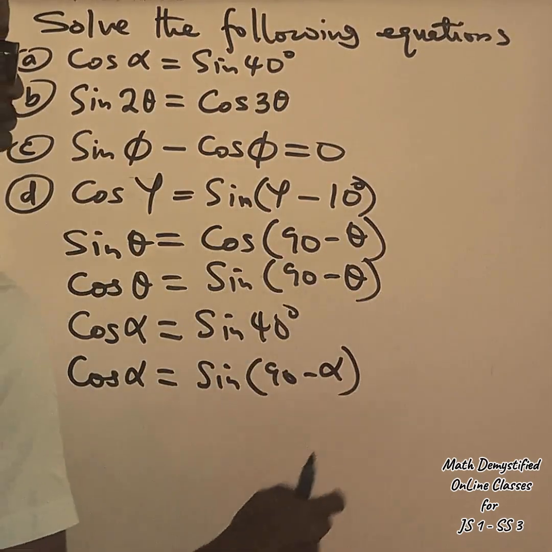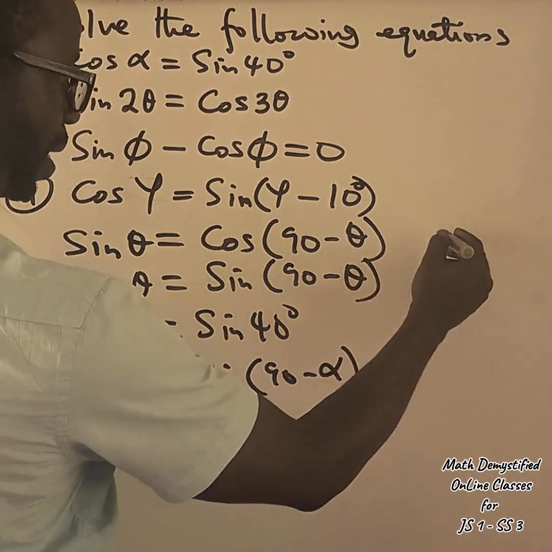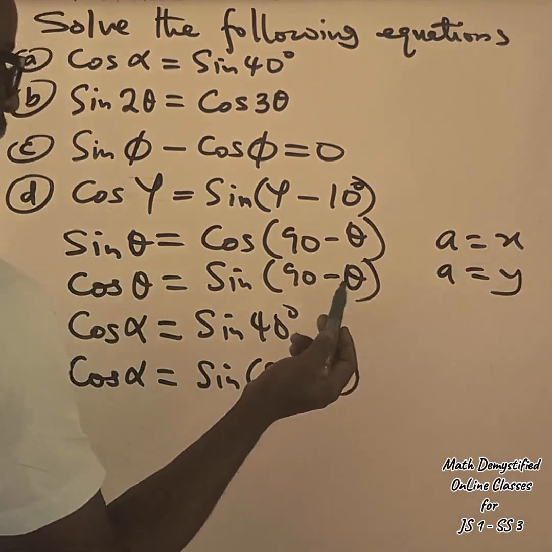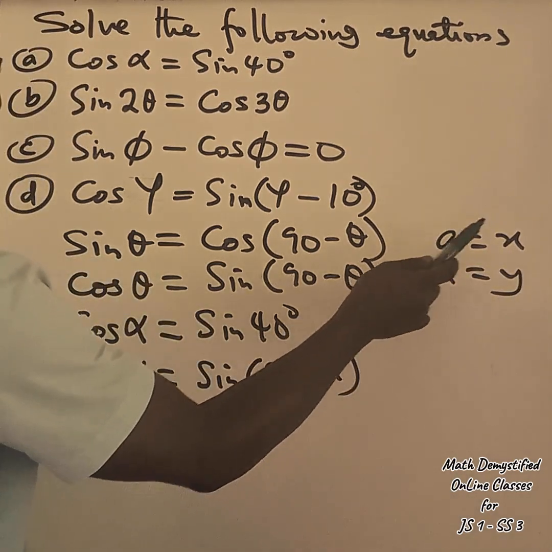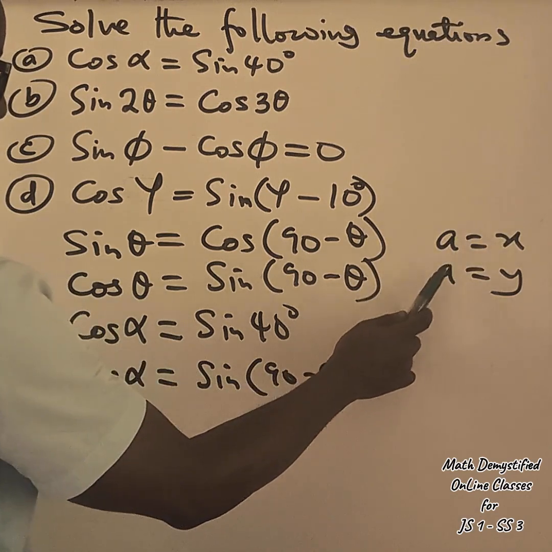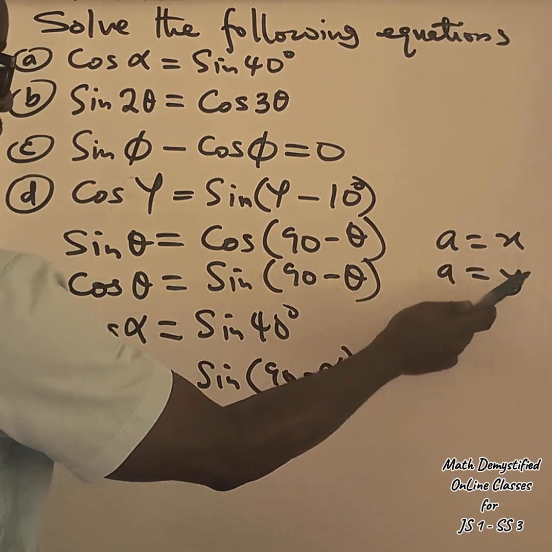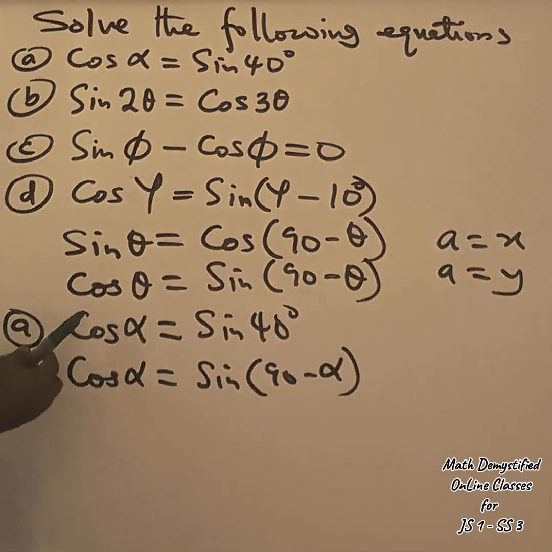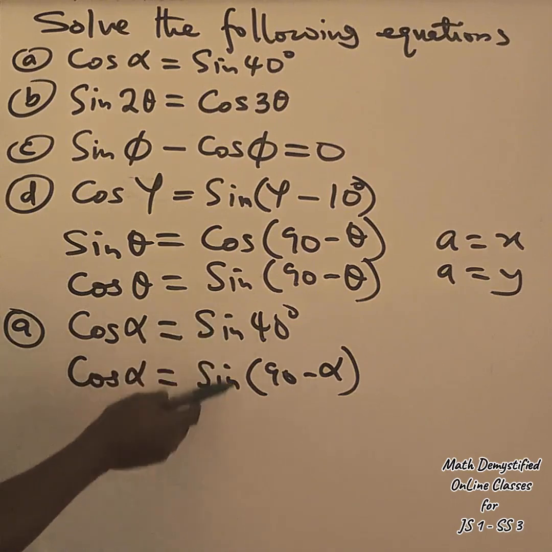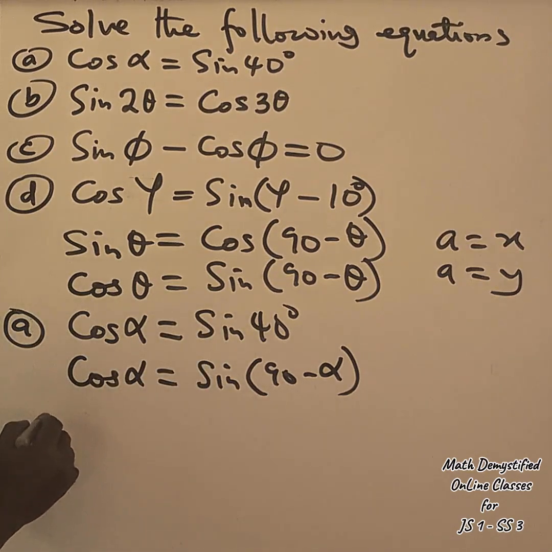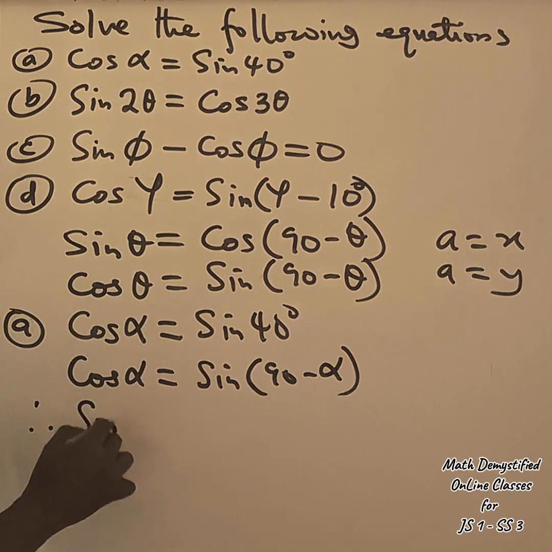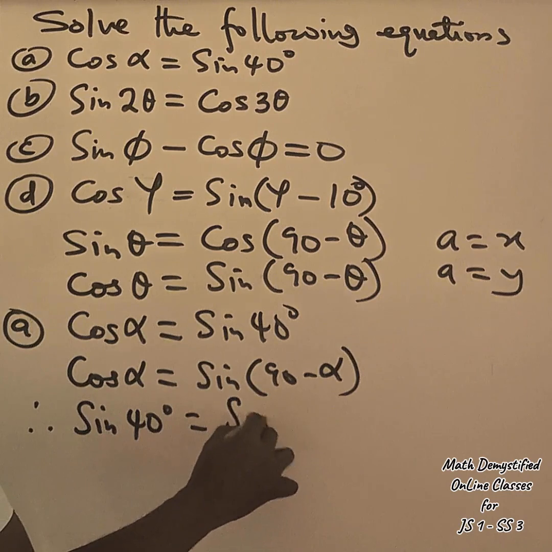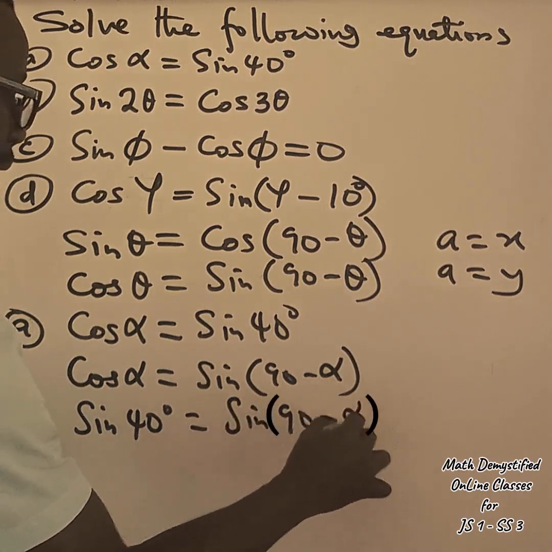In a previous video I said that if you have something like a equals x and the same a is equal to y, it's like saying Taiwo's age is equal to Ayo's age, and the same Taiwo's age is equal to Dapo's age. That means Ayo and Dapo are the same in age. So the same thing here, these are the same, hence these are supposed to be the same. So that means that sine 40 degrees is equal to sine 90 minus alpha.